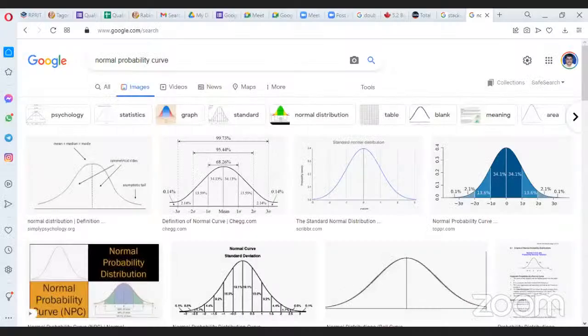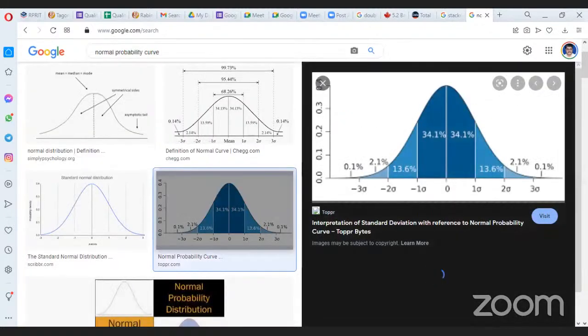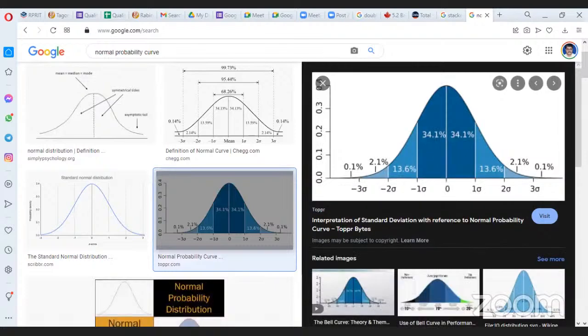So there are many normal probability curves you can find, but it is better to think of this particular curve. The definition of the normal probability curve is very clearly written. You will find that the mean, median, and mode all lie at the center point. So this is 0. There is no difference at all.